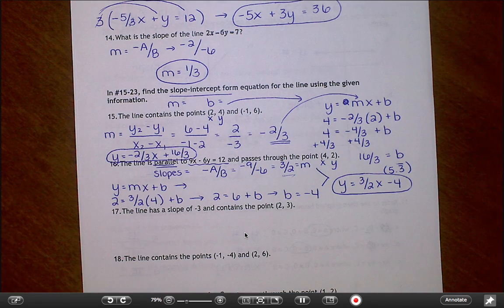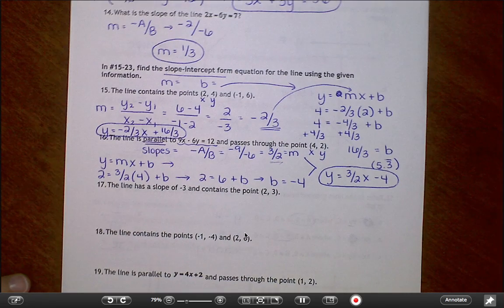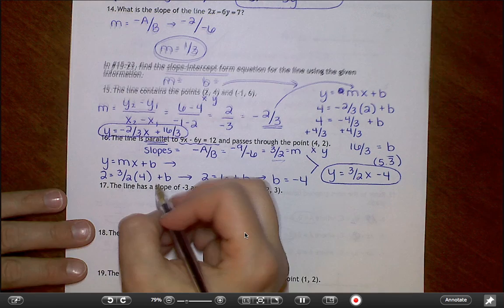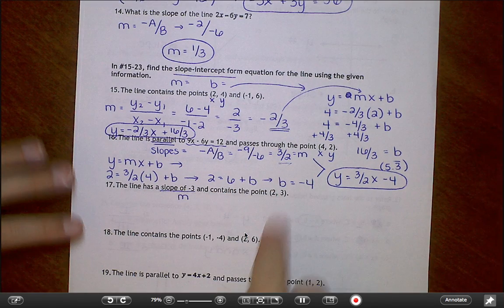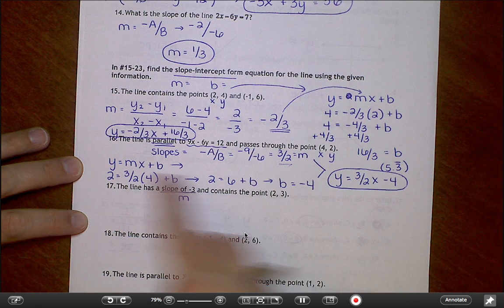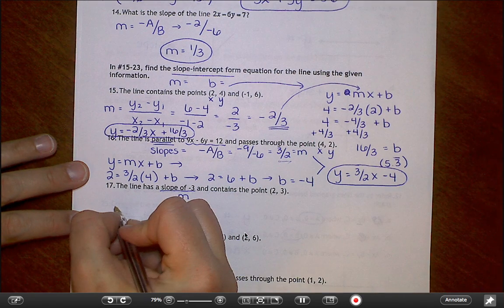Okay. Number 17 is actually easier than the past two, because 17 just goes ahead and hands you your slope, so that's your m value. And so I'm just going to start at this point. I'm going to start at the point where I'm using y equals mx plus b.